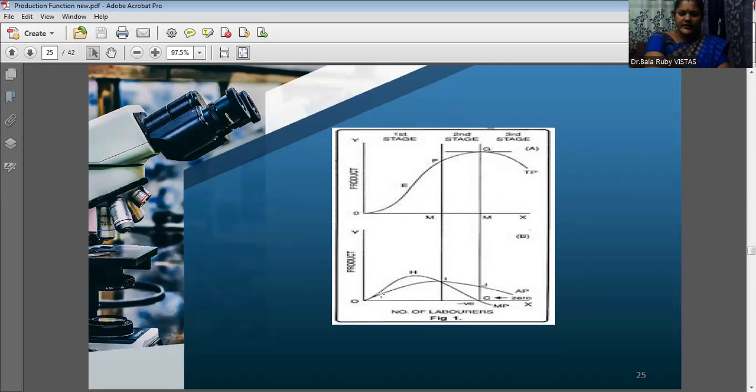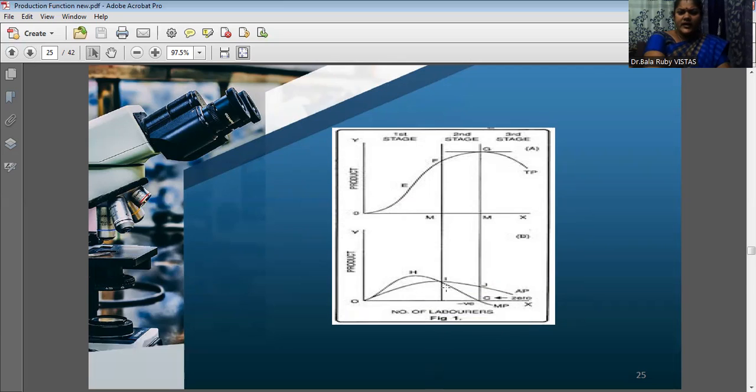Then if you see this marginal production curve, it starts from O. Then it increases. It reaches a maximum point, that is H. Then it declines. At the end of the second stage, it reaches 0. Again it becomes negative in the third stage. Then if you see this average production, initially it also starts from the origin. Continuously it increases, and at the end of the first stage, both this marginal production curve as well as the average production curve intersect with each other.